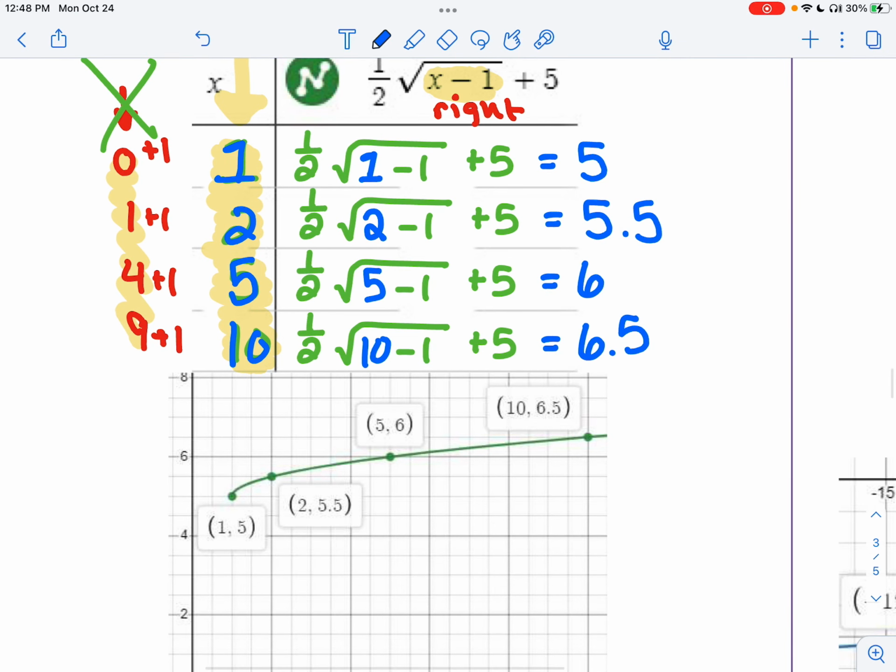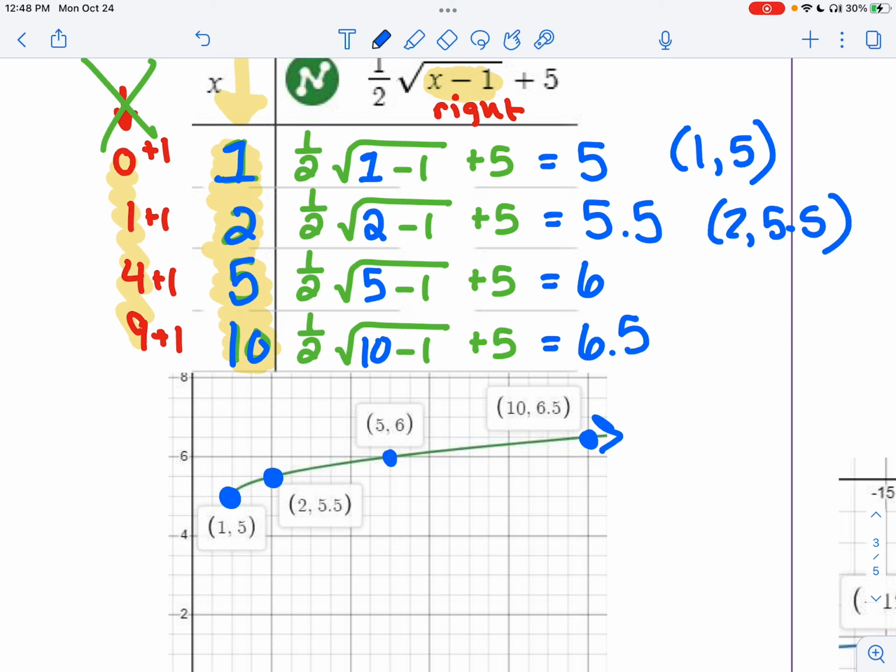So here are your points. Here is your 1 comma 5 right here. Here is your 2 comma 5.5, and you can see that one's right here. And the rest of that proceeds on. Now you can plug in more points and you can plug in decimal values if you want, but just so you know, this graph will continue. This is absolutely your starting point. If you don't have that point, you will absolutely miss credit. You have to have your starting point, and remember, you just edit it based off the 0, 1, 4, 9, yes.